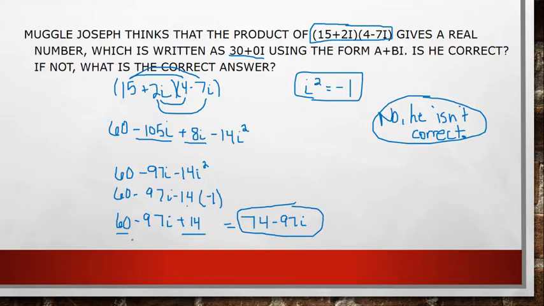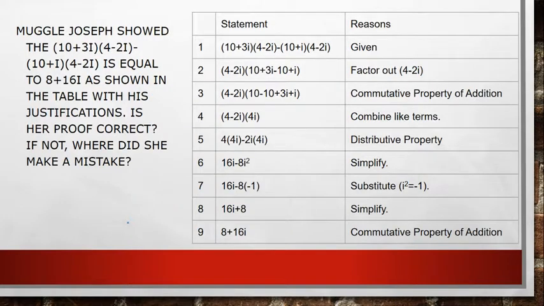Muggle Joseph showed that 10 plus 3i times 4 minus 2i minus 10 plus i times 4 minus 2i is equal to 8 plus 16i, as shown in the table with his justifications. Is his proof correct? If not, where did he make a mistake?